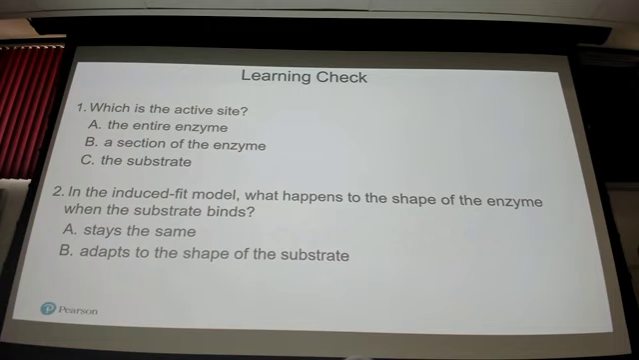Check on learning. What is the active site of the enzyme? A section of the enzyme. In the induced fit model, what happens to the shape of the substrate that binds? It adapts to the substrate. Any questions about that?